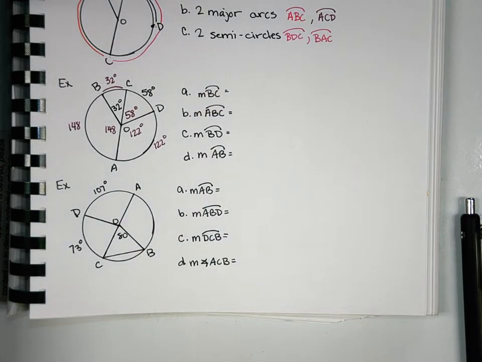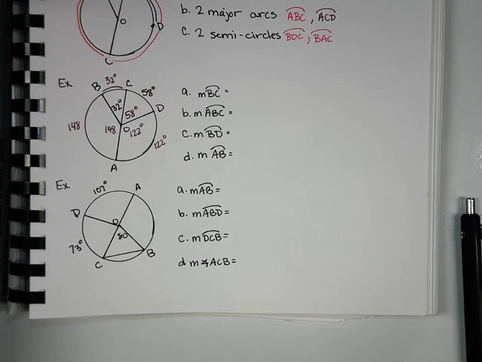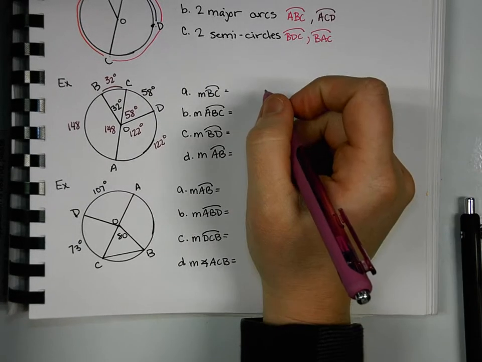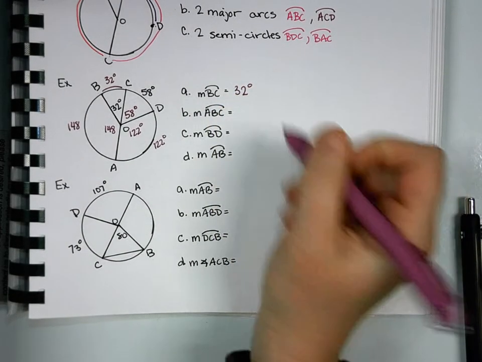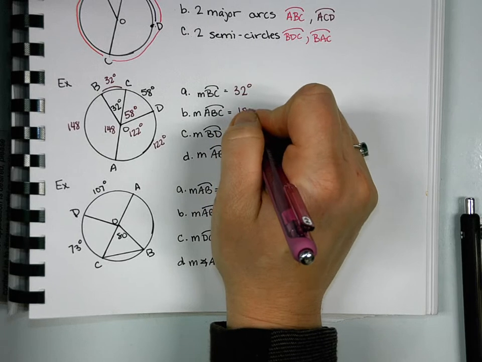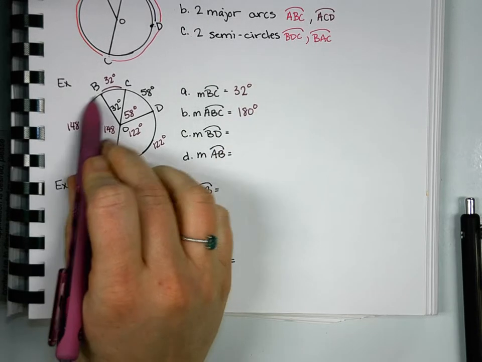So this is where I was meaning you're going to use these 360s and 180s a lot, depending on whether you have a semicircle or a full circle. So now let's go to the questions. What's BC? What's ABC? 180. So A through B ending at C.